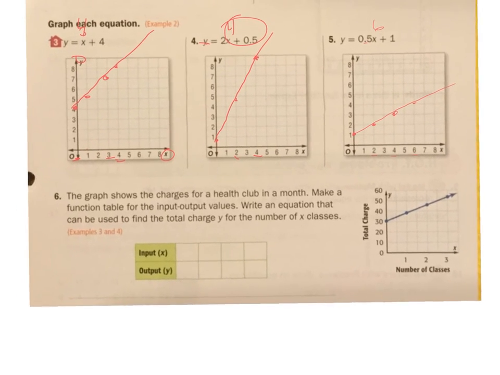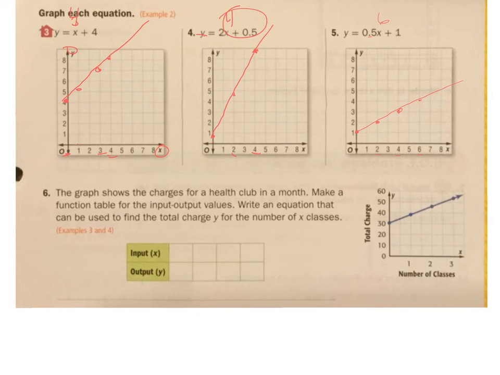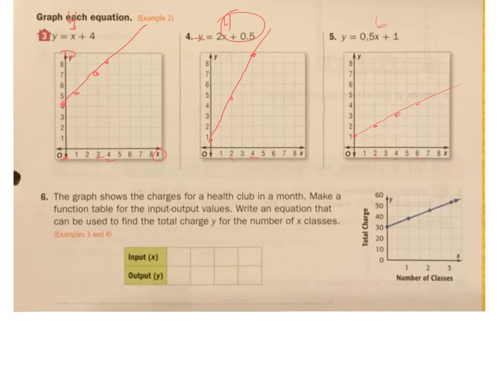Yeah, 6. It says the graph shows the changes for a health club in a month. Make a function table to do the input-output values. Okay. And then we're going to write an equation that can be used to find y changes for the number of x classes. So we'll fill in the chart based on this graph. Fill in the chart, and then we'll be able to figure out an equation.